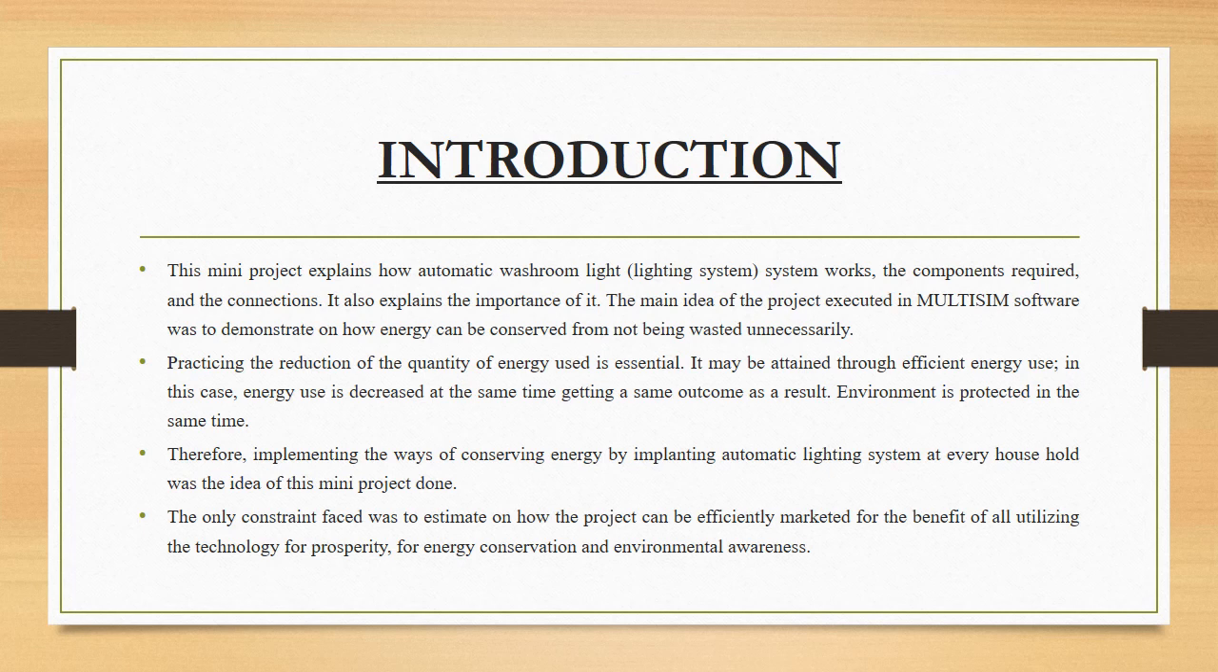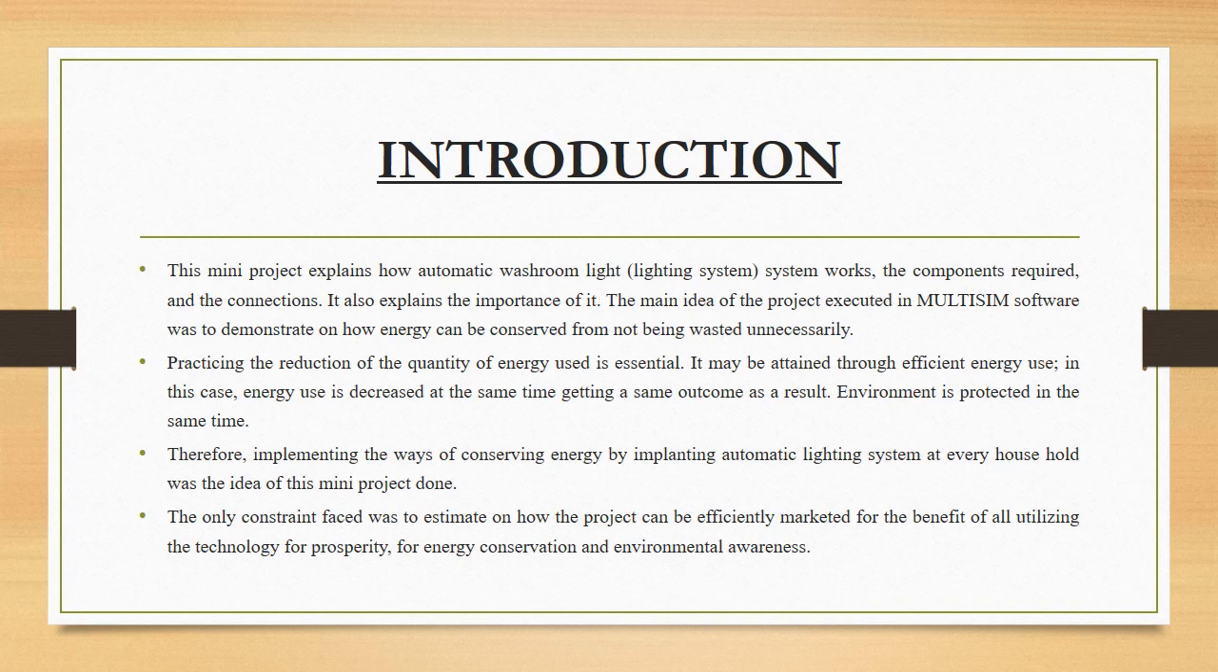The main idea of the project, executed in Multisim software, was to demonstrate how energy can be conserved from not being wasted unnecessarily. Practicing the reduction of the quantity of energy used is essential. It may be attained through efficient energy use. In this case, energy use is decreased while getting the same outcome as a result. The environment is protected at the same time.